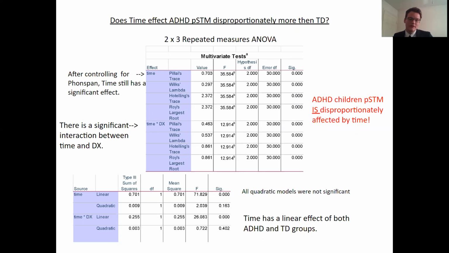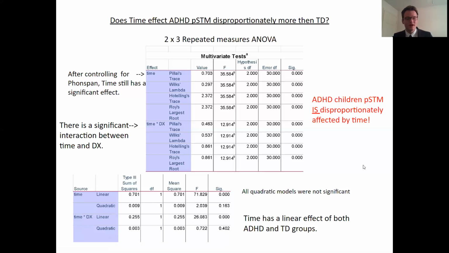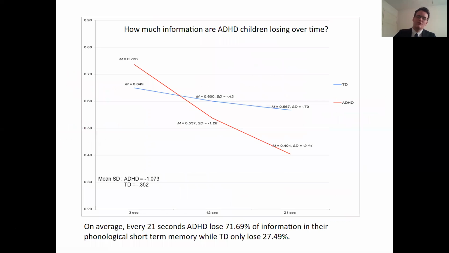So I wanted to see if maybe the relationship is quadratic instead of linear. And so I ran those models, and we can see here, both time and the interaction with diagnosis are significantly linear and not significantly quadratic. What that tells me is that the effect of time on the diagnosis, or even time alone, is linear in its relationship, meaning that the change in score over time is fairly consistent every 9 seconds, which is what 3 to 12 to 21 seconds is. There's a 9-second interval.